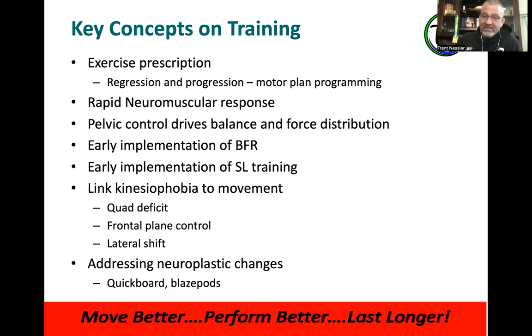And then obviously addressing the neuroplastic changes. There are neuroplastic changes that occur in the higher centers of the brain. Again, I could talk a whole other lecture just on that, but there are neuroplastic changes that occur in the higher centers of the brain, and you have to do some type of visual motor learning to correct that. One such device is QuickBoard. It's one of the ones that we use. QuickBoard is a platform. It's got 5 circles on it.